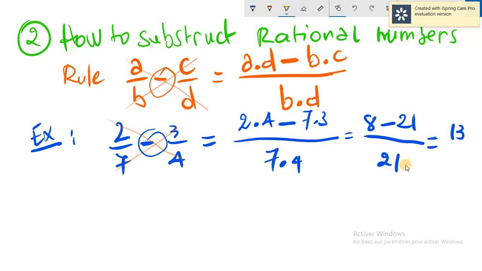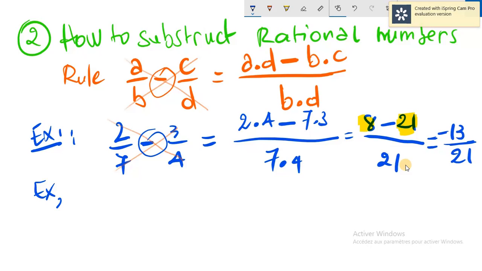So which number is bigger? 28, 21, or 8? Of course it's 21. So what is the sign of 21? It's negative, so you should put negative here. Now divided by the denominator, 28. Let's give another example. This is example 1. Let's give another example, example 2.